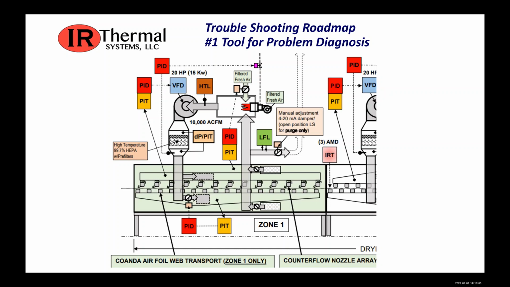I would then trace it up further, and now there are two sets of manual dampers that are controlling the air that's allowed to actually leave the dryer box.